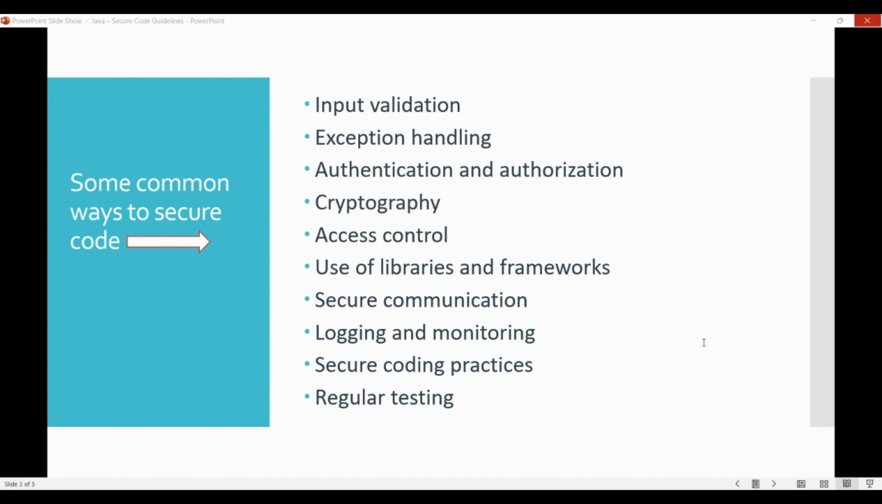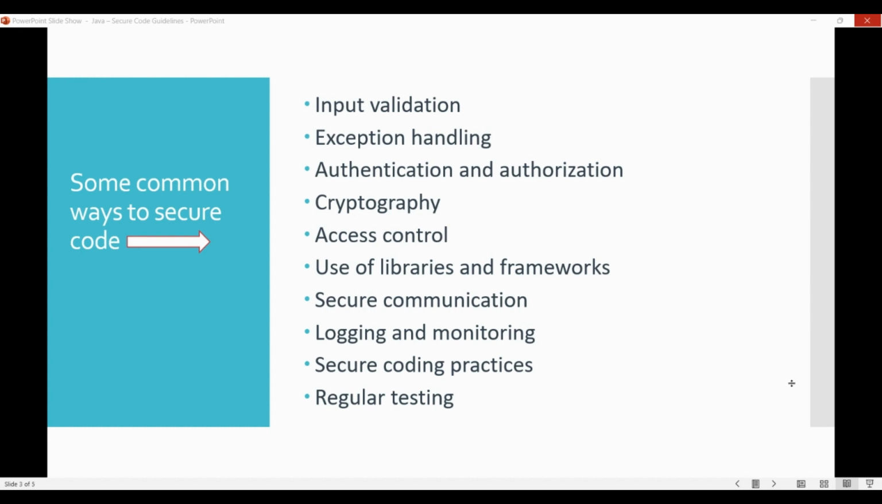Another way can be cryptography, use of strong encryption algorithms and key sizes to protect sensitive data like passwords and credit card numbers. Then, having proper access control mechanisms, use the principle of least privilege to ensure that code and data is only accessible to authorized users and processes. Use libraries and frameworks that have been reviewed and are known to be secure, and be sure to keep them updated. Then secure communication, that is, use of secure protocols like HTTPS to encrypt communication between the client and server.